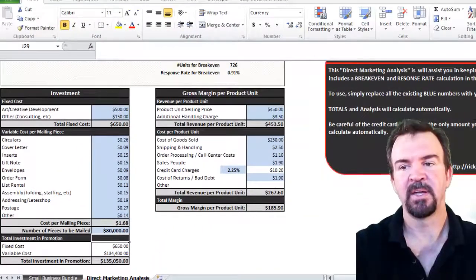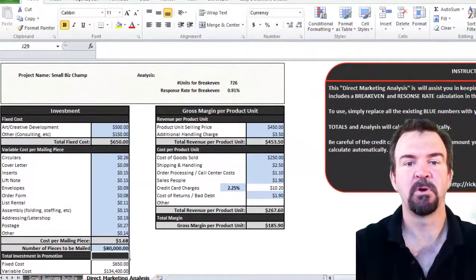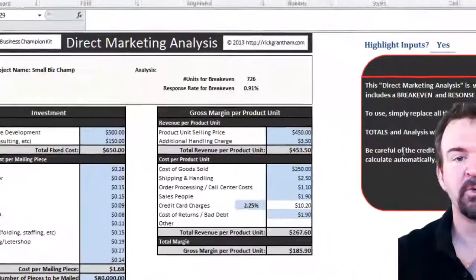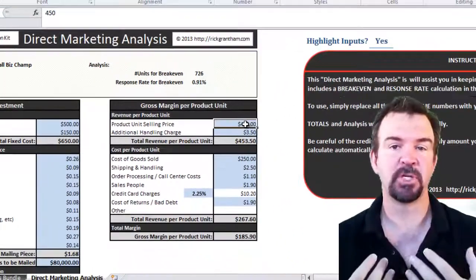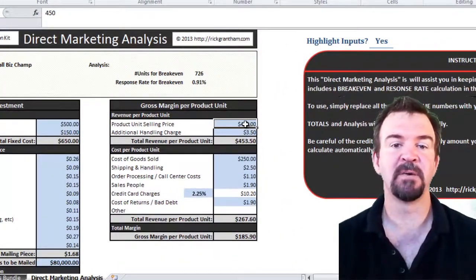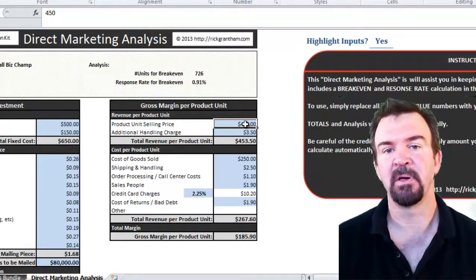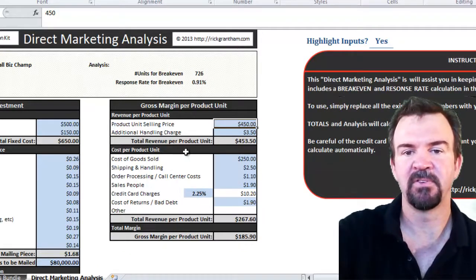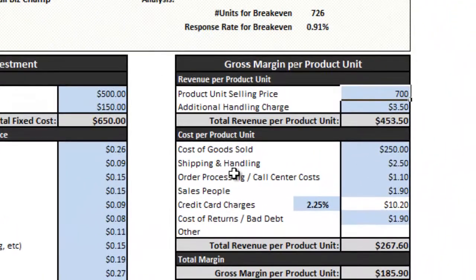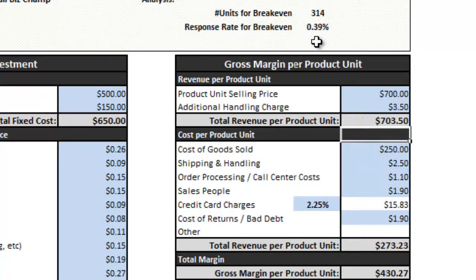Over on the right-hand side of the analysis, you'll see your gross margin per product unit. So what is your selling price? You're trying to get people into your shop. You're trying to get people to give you a call. Of the people who respond to this, what is the average selling price of the items that you're buying? And maybe 450 isn't the right amount. Maybe that's, I don't know, 700. And as we input this, now your number of units for break even changed drastically here in your response rate. Any sort of additional handling charges you might have.